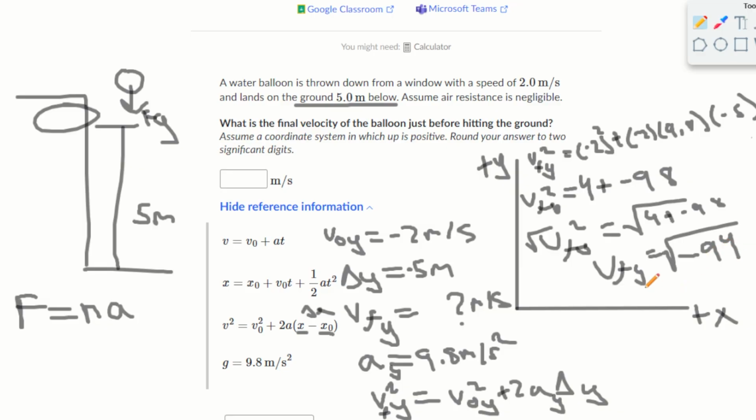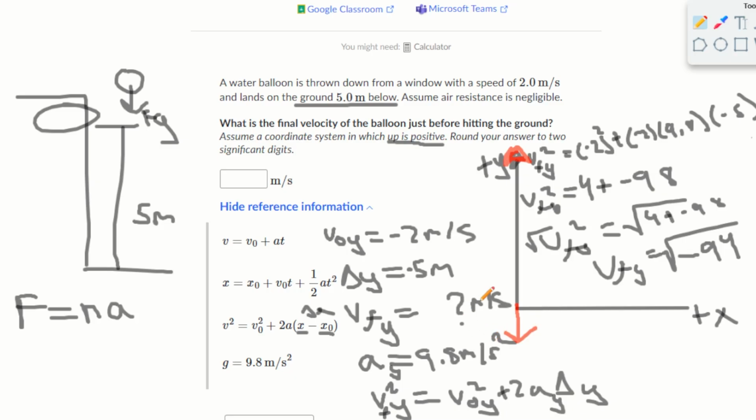And you may be wondering, why do we have a negative in the square root? Because we know that we can't have negatives in the square root. That's because we did not pay attention to our coordinate system. We said earlier, right here, assume a coordinate system in which up is positive. The positive y direction that we drew is upwards. Let me do this in different colors. So upwards is our positive, right? That means downward must be negative.